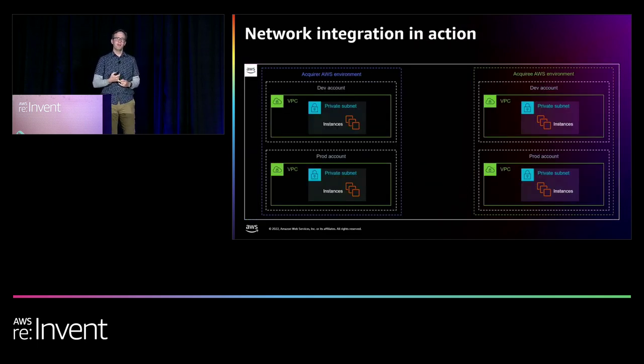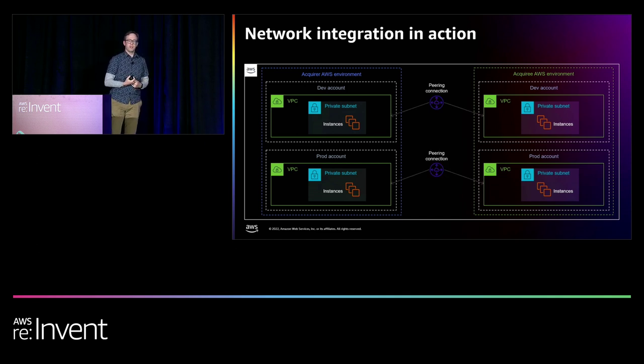What about networking? Maybe with the acquired company, you don't integrate things directly into the same organizational unit. Maybe you're maintaining them as separate AWS accounts for now. Maybe there is on-prem infrastructure. Maybe there is infrastructure in another cloud provider. How would you handle that scenario?